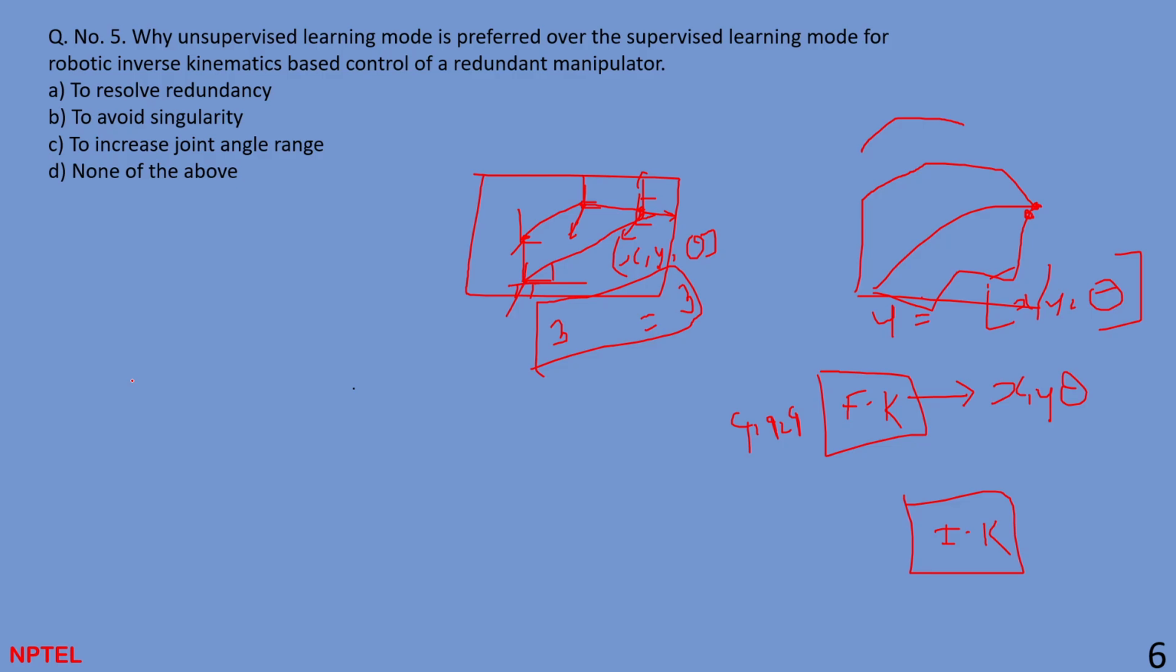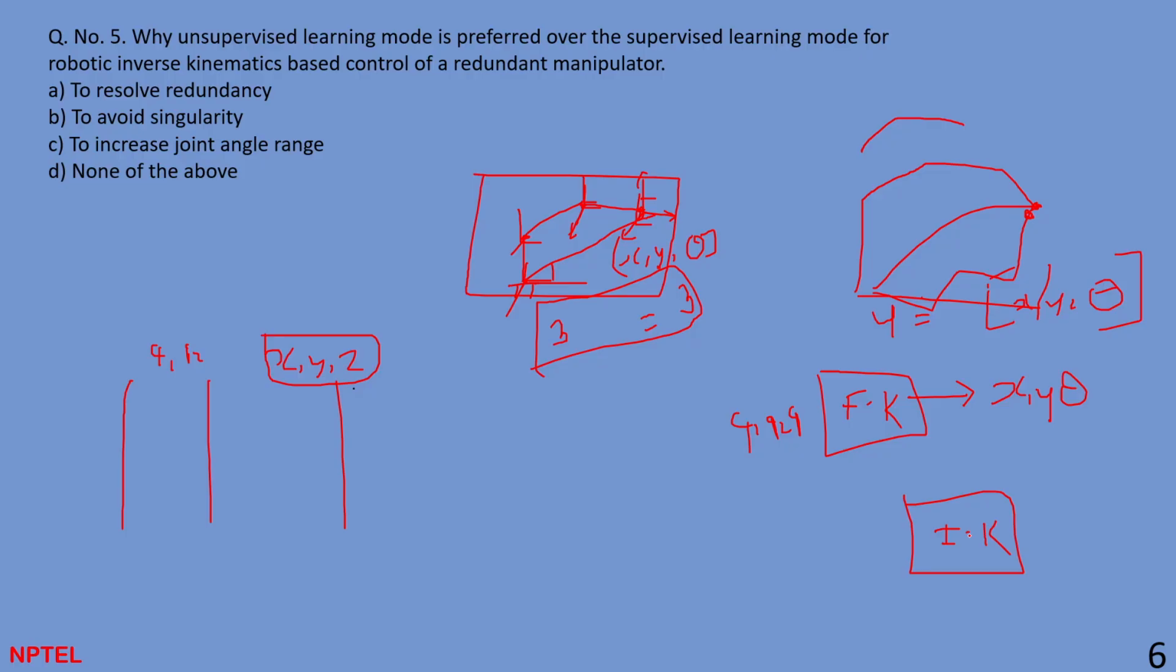For training something like a neural network, you need input values and output values. Input values are basically q1, q2 values, and x, y, z values you will get. You can easily do the experiment: just tell the robot to move q1, q2, q3, and you will get some x, y, z, make a table out of it and train your neural network, right?